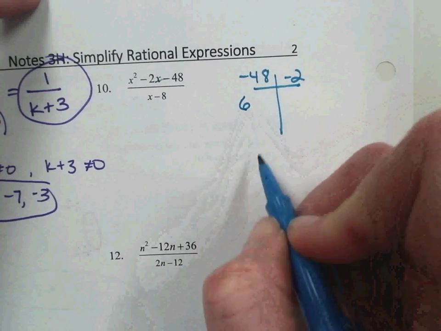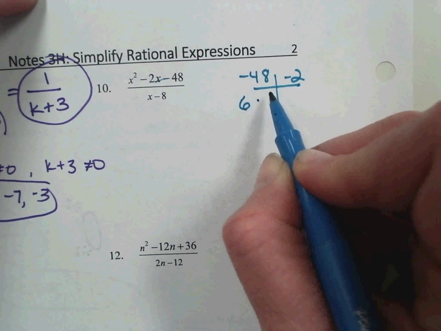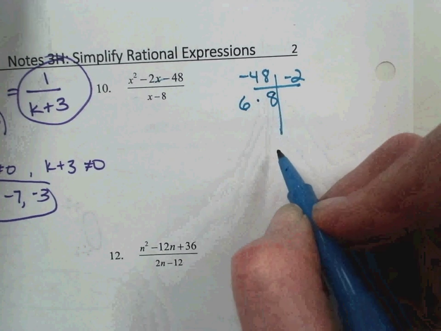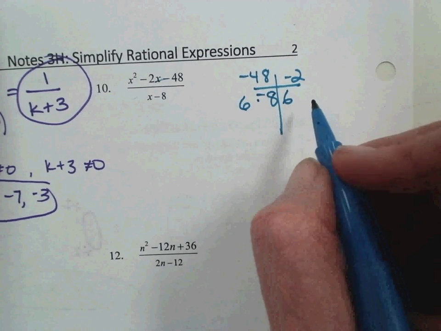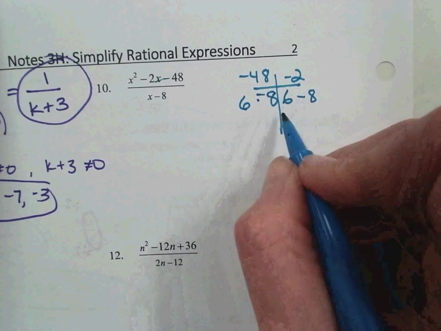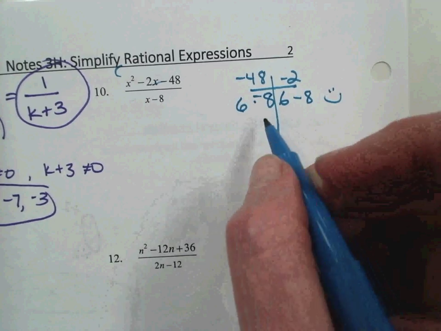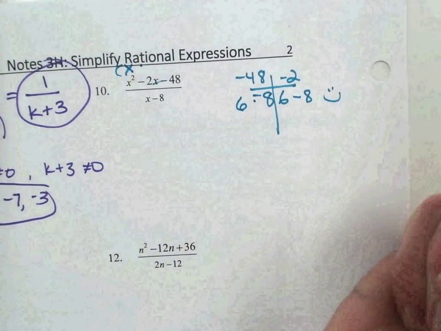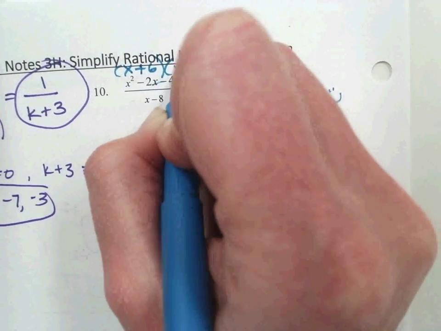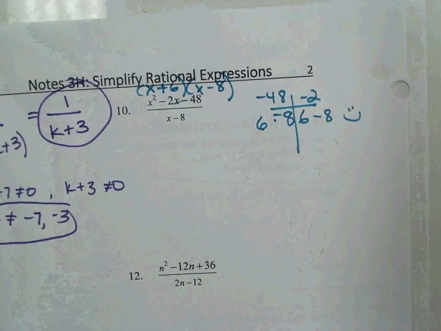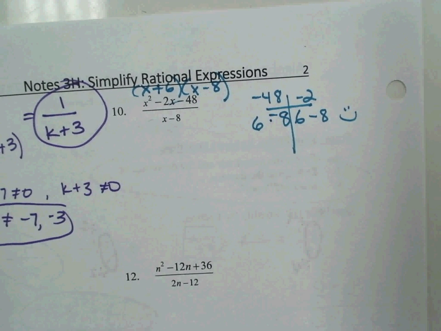6 and 8. Wait, I had to get 2 or -2? -2. Sorry. So which one of these should be negative, the 6 or the 8? Good. So 6 minus 8 is -2, and 6 times -8 is -48. That works out. So I can write this in factored form as x plus 6, x minus 8, and there it is. It's like finding a hidden treasure. Smiley face. You can now cancel things out.